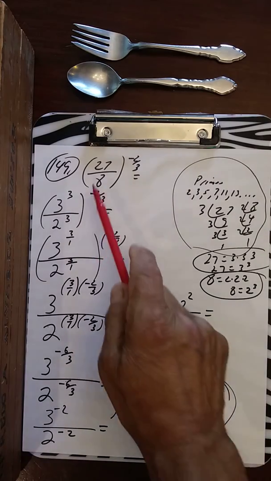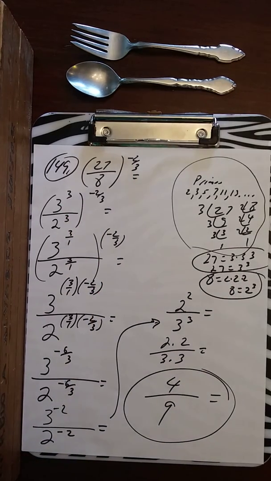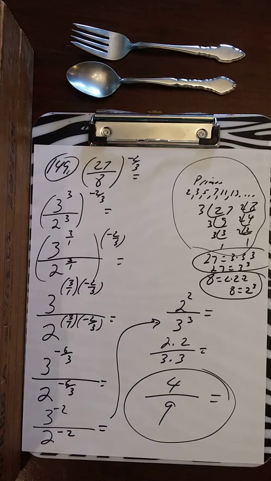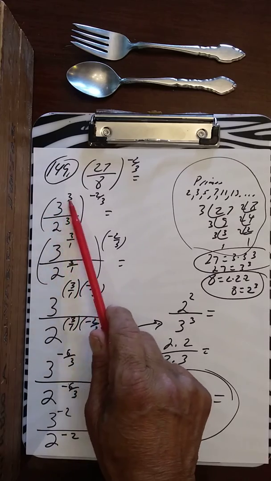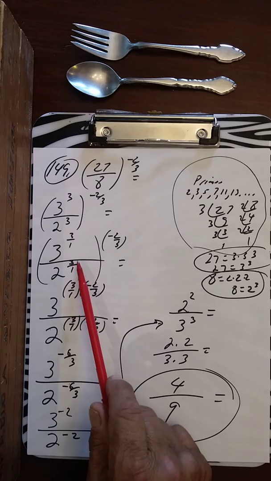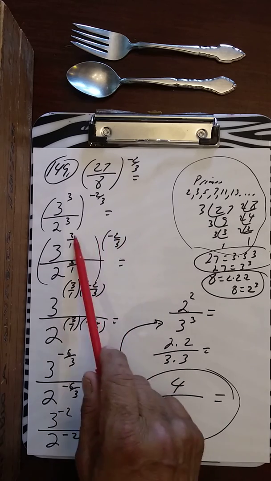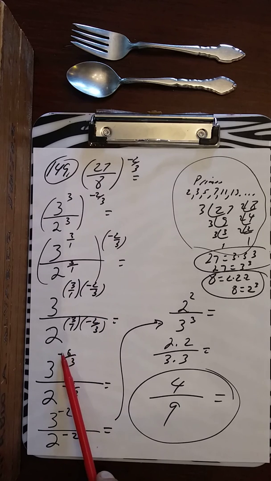Last one. 27 over 8 to the negative 2/3. Alright, let's finish this. 3 times 3 times 3 is 3 to the 3 power, and 2 to the 3 power is 8. So write as a power, write as a fraction. Now multiply the powers: 3 over 1 times negative 2 over 3. That's going to be negative 6 over 3, which is negative 2. So we have 3 to the negative 2 and 2 to the negative 2.